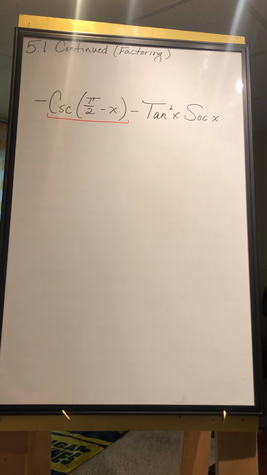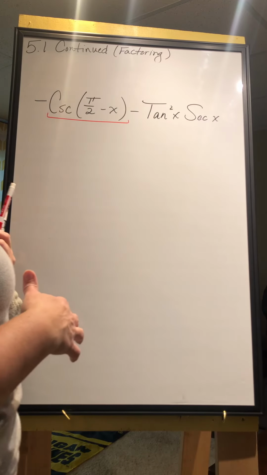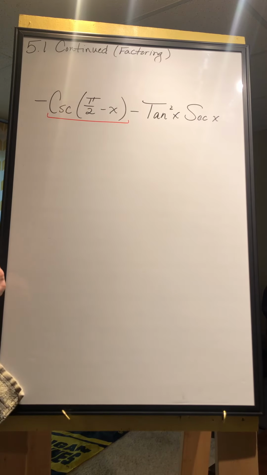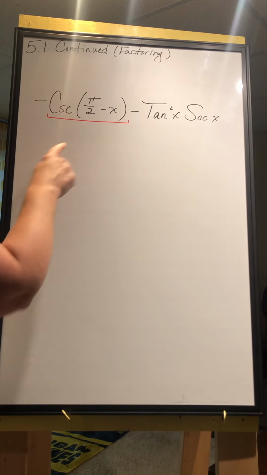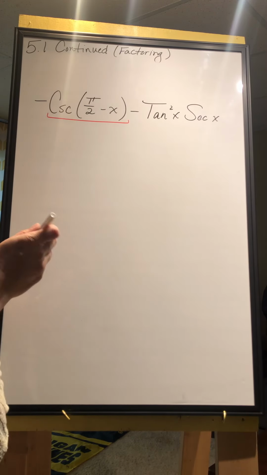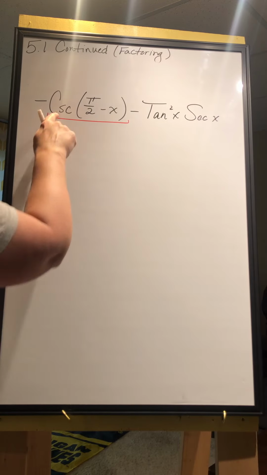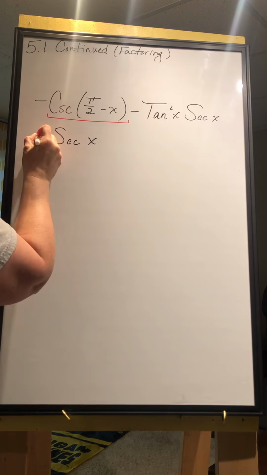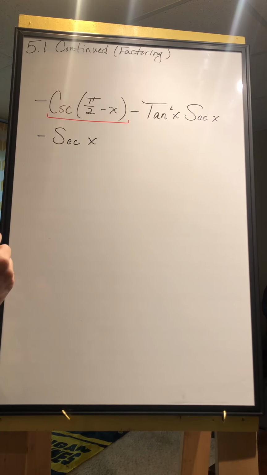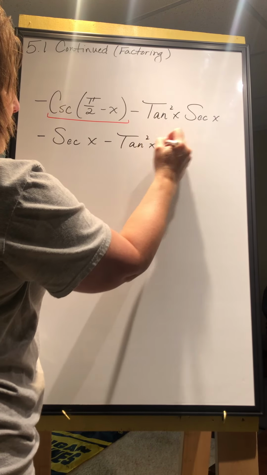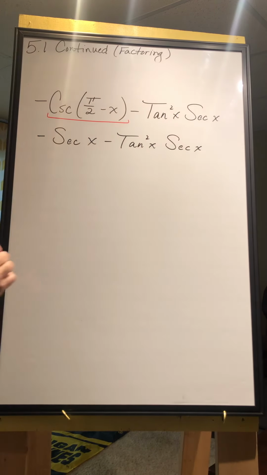Again, you've just got to have all of these sitting next to you so that you can go back and look them up, or memorize them all and keep working with them so that you get really familiar with them. But these are cofunctions. So if I have a cosecant, then the cofunction for cosecant is secant. So that means I can replace this with secant x. And I still have my negative sign out here. I didn't do anything with that. So I have negative secant x minus tangent squared x secant x.